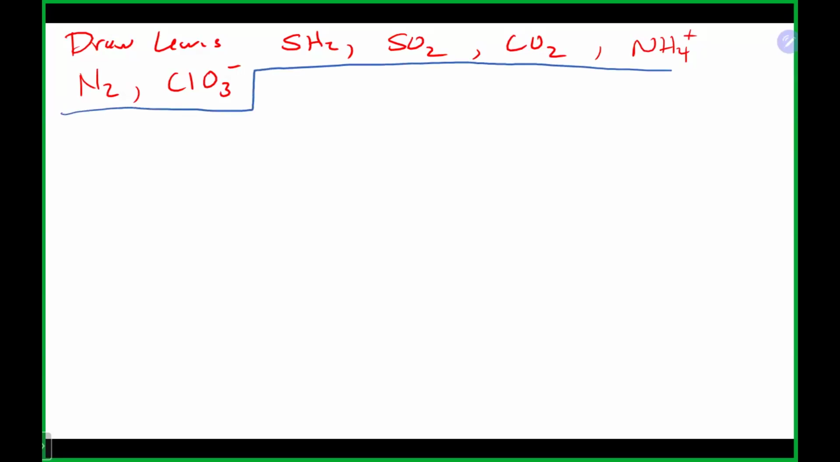Let's go this way. All right, so we're gonna go SH2. So once again here, I'm gonna start with the total number of valence electrons in the entire compound. So sulfur, I believe, is group 6 there. And again, we have 2 hydrogens. Each hydrogen is going to be 1. So that is 8 valence electrons in this case.